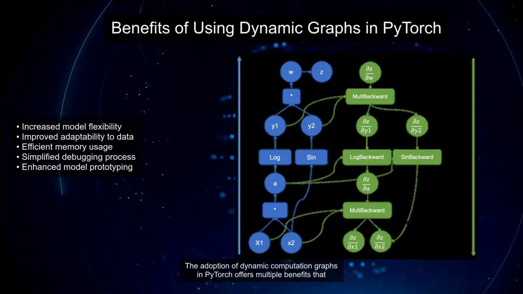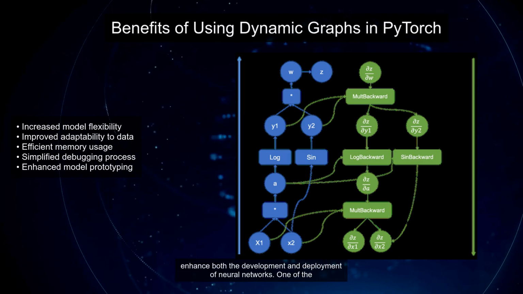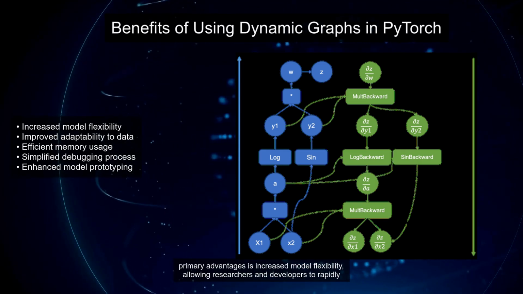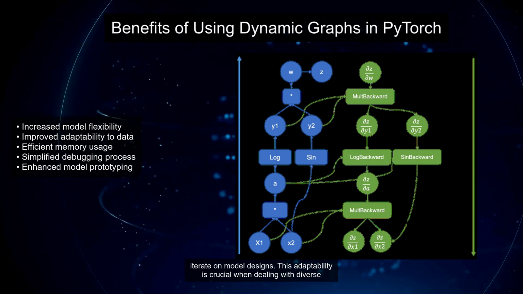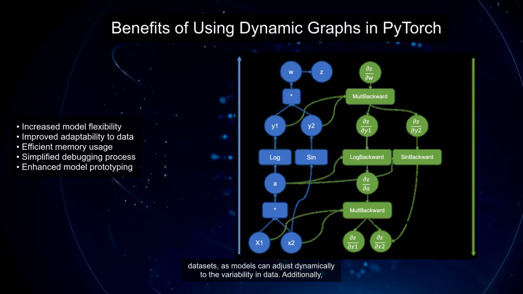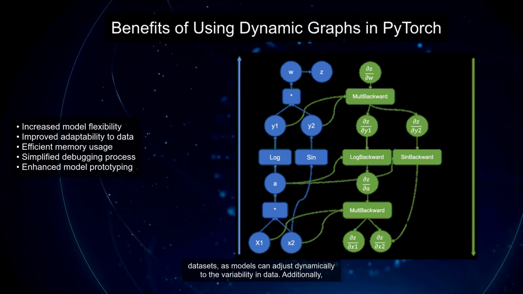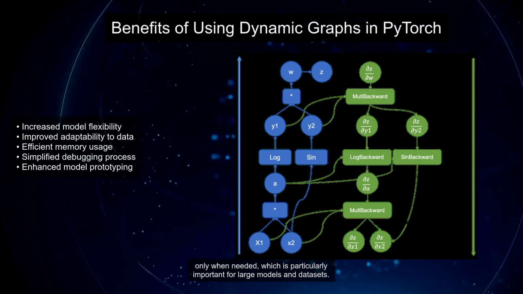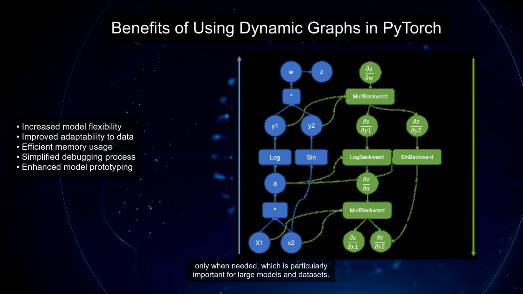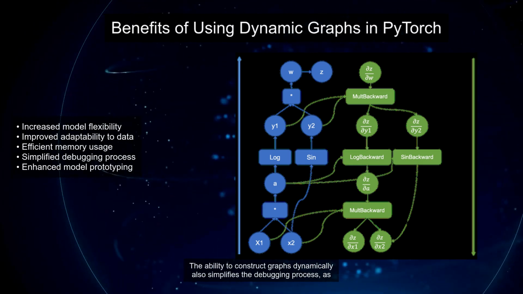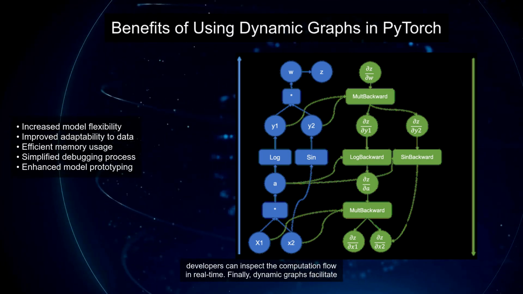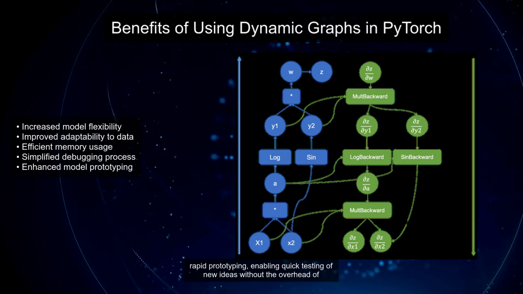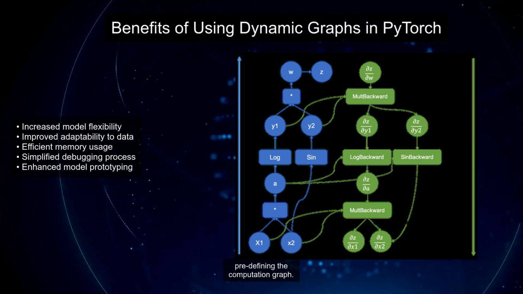The adoption of dynamic computation graphs in PyTorch offers multiple benefits that enhance both the development and deployment of neural networks. One of the primary advantages is increased model flexibility, allowing researchers and developers to rapidly iterate on model designs. This adaptability is crucial when dealing with diverse datasets, as models can adjust dynamically to the variability in data. Additionally, dynamic graphs allow for more efficient memory usage, as they allocate resources only when needed, which is particularly important for large models and datasets. The ability to construct graphs dynamically also simplifies the debugging process, as developers can inspect the computation flow in real time. Finally, dynamic graphs facilitate rapid prototyping, enabling quick testing of new ideas without the overhead of predefining the computation graph.